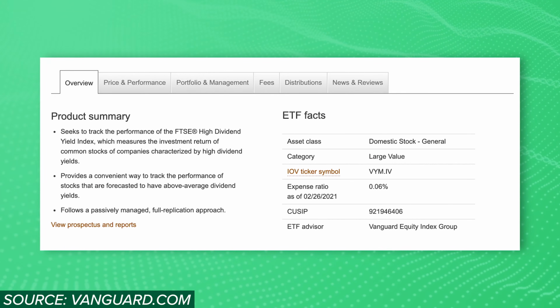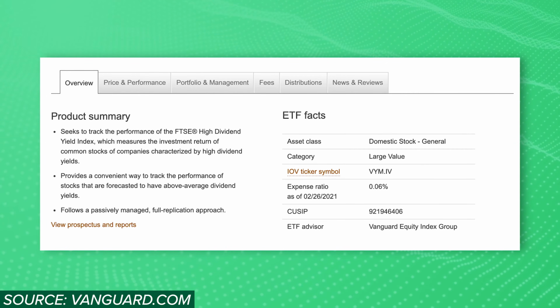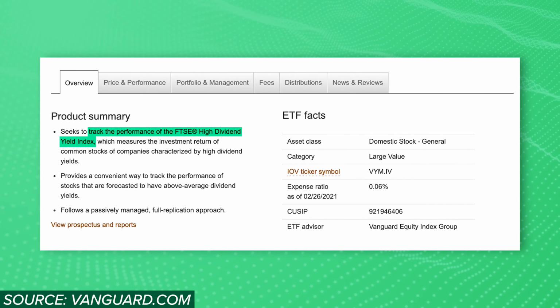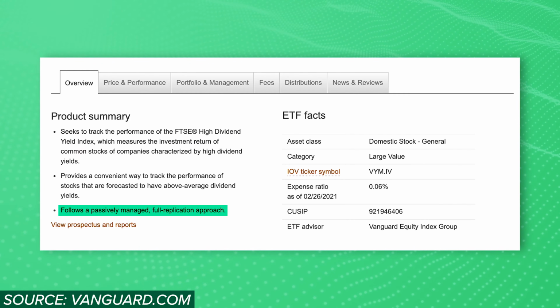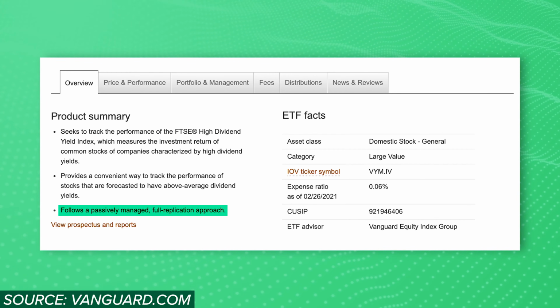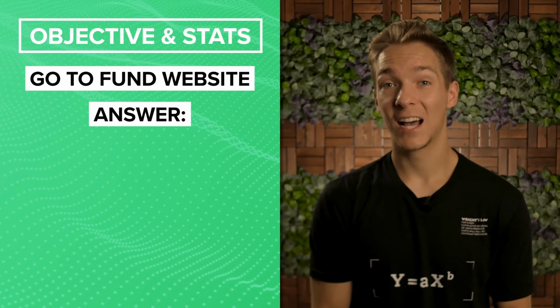Most fund providers offer an overview section similar to this one, where we find most of what we need. The objective is usually front and center. In this case, it's to track the performance of the FTSE High Dividend Yield Index. Since it's tracking an index, it's no surprise that this is a passively managed fund. So with this, we've already answered 2 key questions that I ask myself.